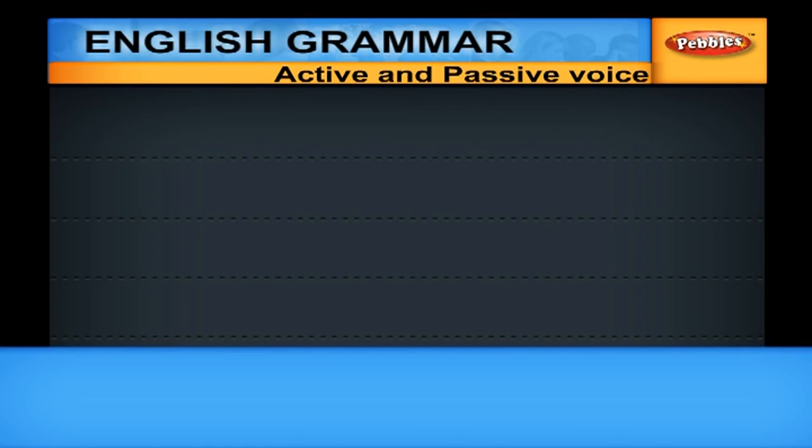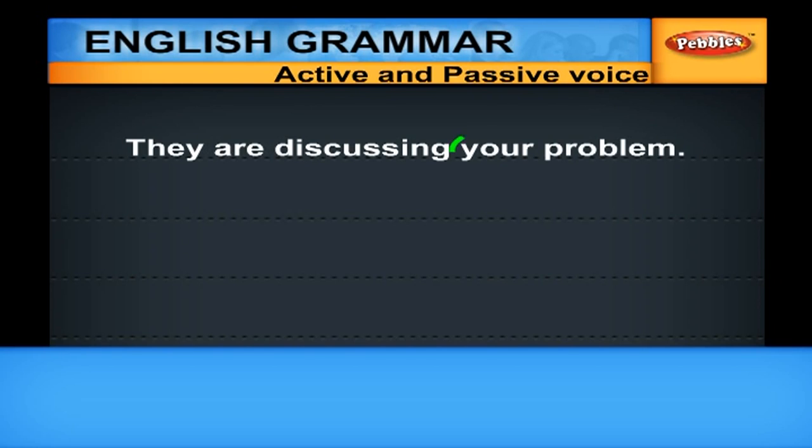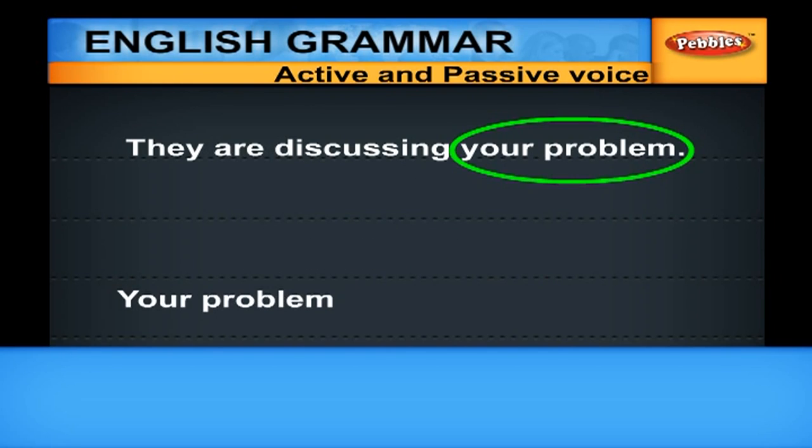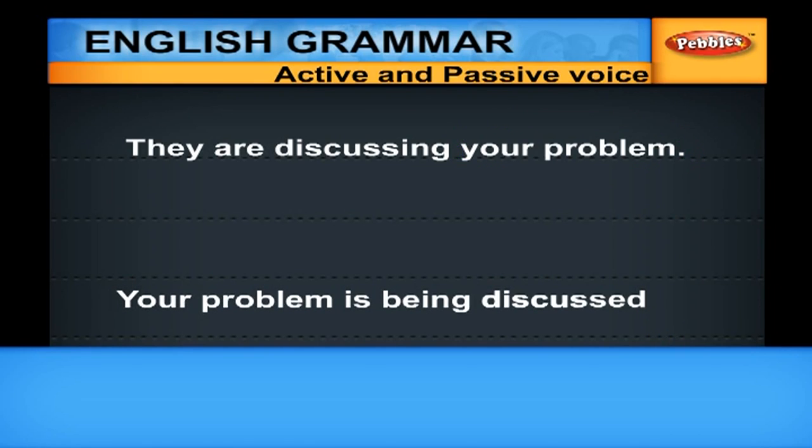Let me give you another example. They are discussing your problem. Your problem is the subject of the passive voice. Your problem is singular, so it should have is as the helping verb. Being is inserted between the auxiliary and the main verb. The main verb discussing, which is in present participle form, is changed to past participle, that is, discussed. Your problem is being discussed by them.